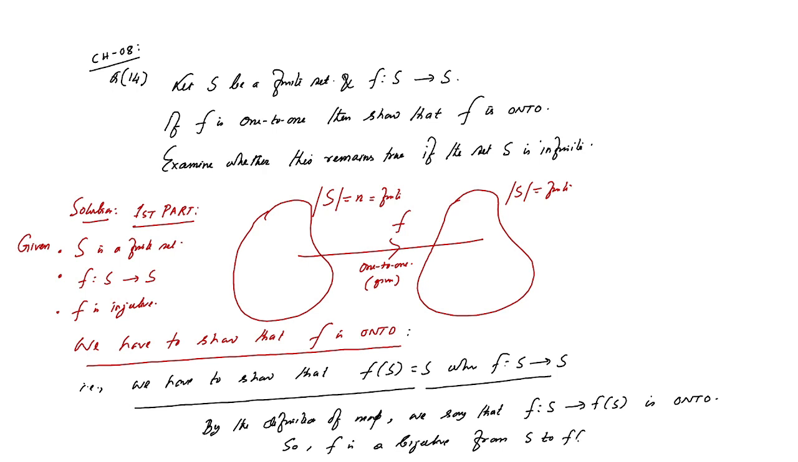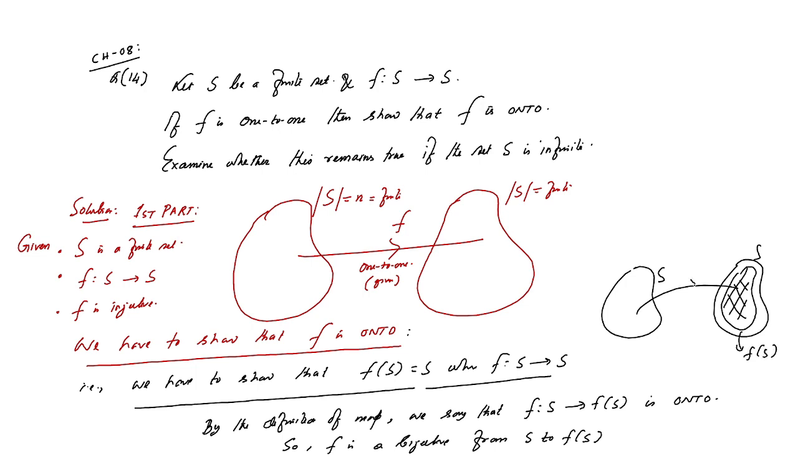From S to Fs. Okay, so this is your set S, this is also S. That set you can consider the image of S, Fs. So F is injective and we can easily say if S to Fs is surjective. So that means it is bijective from S to Fs. I am not saying S to S, I am saying S to Fs, the image set. And since F is bijective, therefore the cardinality of the set S is equal to the cardinality of the image set Fs.